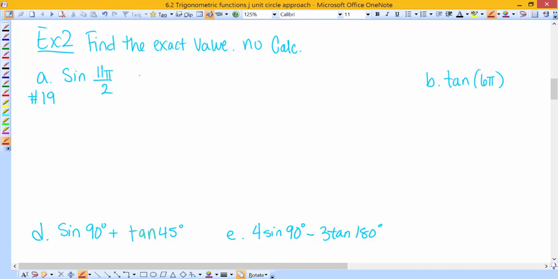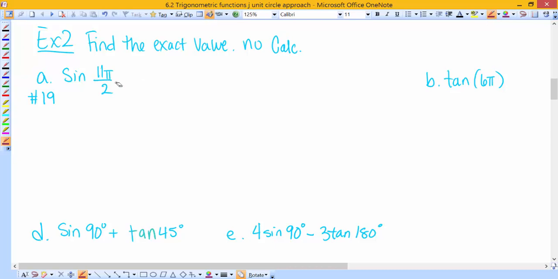Good job. You can hit buttons on a calculator. I want to see, do you actually know where this is on a unit circle? Show me that you know where 11 pi over 2 is and that you know that the sine is the y value of that point. If I don't see work, I am not going to be giving you credit.